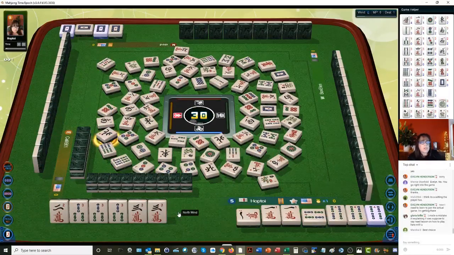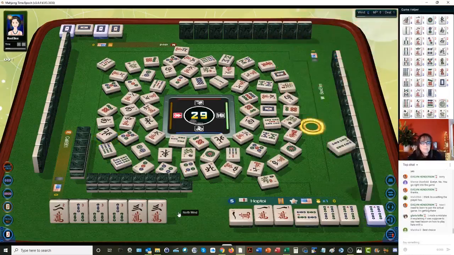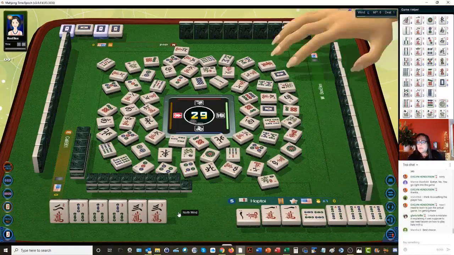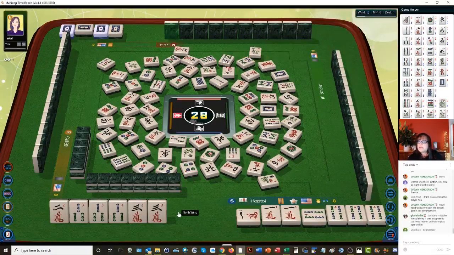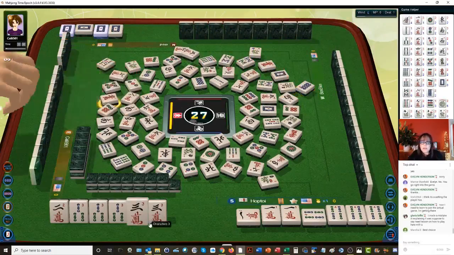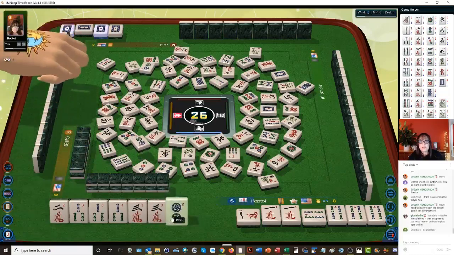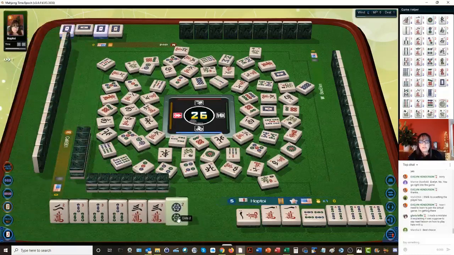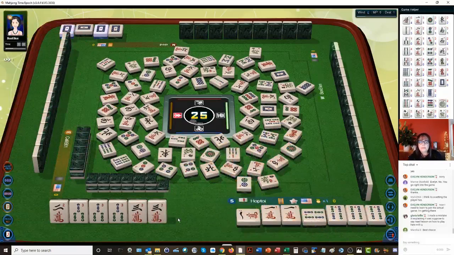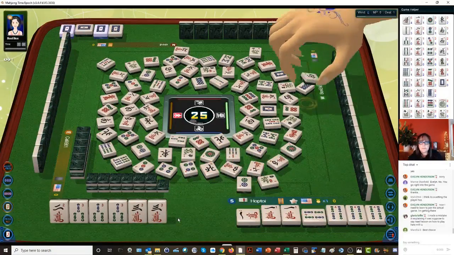North wind. Thank you, Martha, or Marsha. Not Martha, Marsha. Four bamboos. Oh, they took it. No bamboos. Chance of a pure hand here, though, because our two cracks are out. Maybe someone needs three. Red dragon. We got a two dot. There are two out, two dots. West wind.